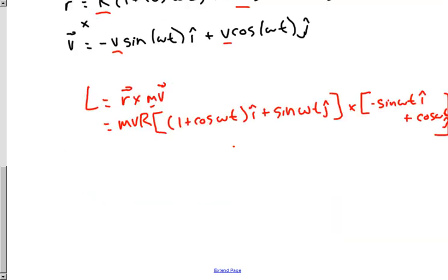And the net result, and if you'd like some help on this, you can come and chat with me, is that our angular momentum as a function of time ends up being mvr times the following quantity. We have cosine of omega t plus 1. And now the question is, what direction should this be? Well, our r was in the i and j hat direction, our v was in the i and j hat direction, so this one has to be perpendicular to both i hat and j hat, so we end up with k hat.